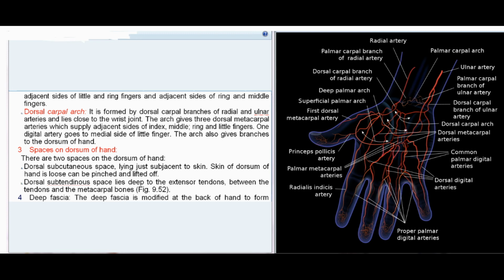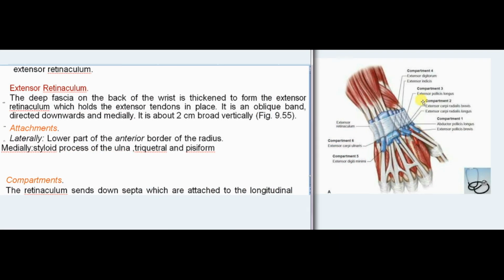4. Deep fascia. The deep fascia is modified at the back of the hand to form the extensor retinaculum. Extensor retinaculum: the deep fascia on the back of the wrist is thickened to form the extensor retinaculum, which holds the extensor tendons in place. It is an oblique band, directed downwards and medially. It is about 2 cm broad vertically, Fig 9.55.